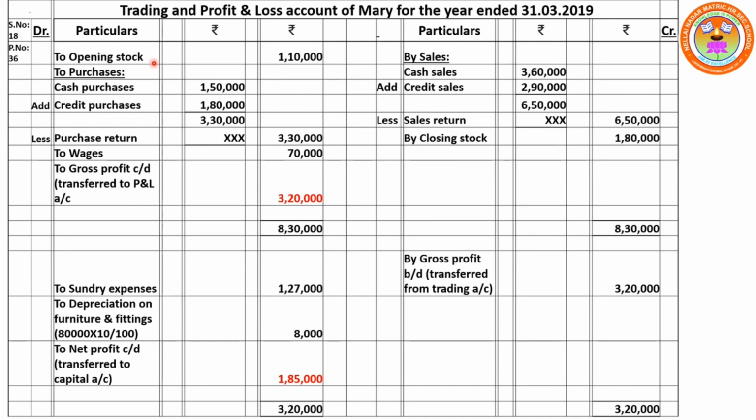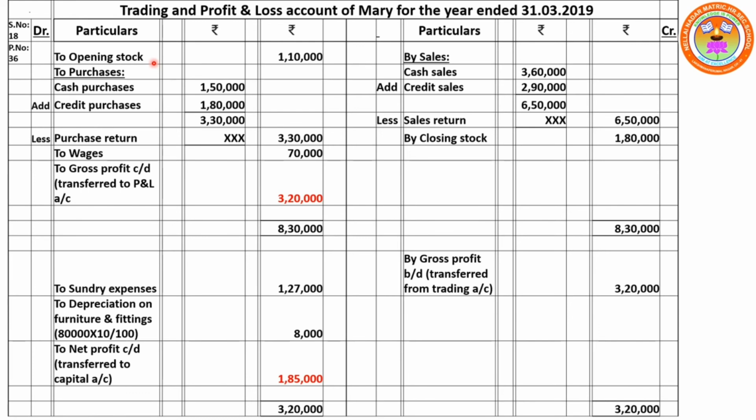That's all on the debit side. Move on to the credit side. By sales, use the formula cash sales plus credit sales minus sales return. Cash sales under the cash book, debit side, to sales. That value is taken as cash sales. Then add credit sales 2,90,000. No sales return. So bring the amount to the outer column, 6,50,000.